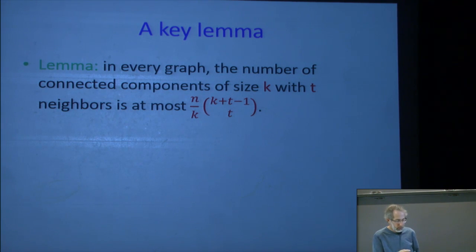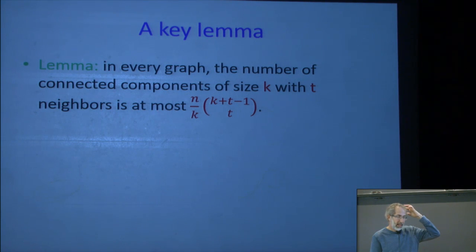And this is a very useful lemma when you want to use union bounds on the number of connected components with a certain number of neighbors, as we need to do also in our proof. So with t neighbors, we should think of k and t as upper bounds? No, of exactly k, size exactly k and t.